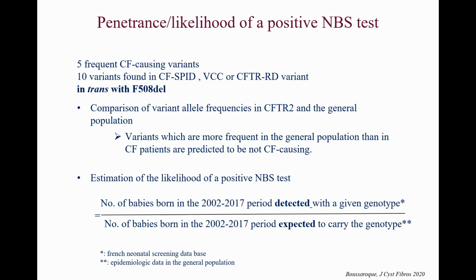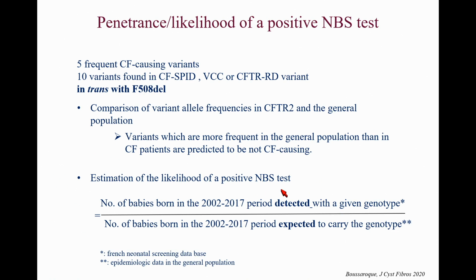And finally, I also want to illustrate this concept with a study that we did more recently in France, where we wanted to investigate the likelihood of a positive newborn screening test, focusing on 5 frequent CF-causing variants, but mainly also on 10 variants which were found in CF-SPID, VCC or CFTR-RD variants in trans with Delta 508. And as an approach to evaluate penetrance, we compared the variant allele frequency in the CFTR2 database and in the general population, because obviously variants which are more frequent in the general population than in CF patients are predicted to be not CF-causing.